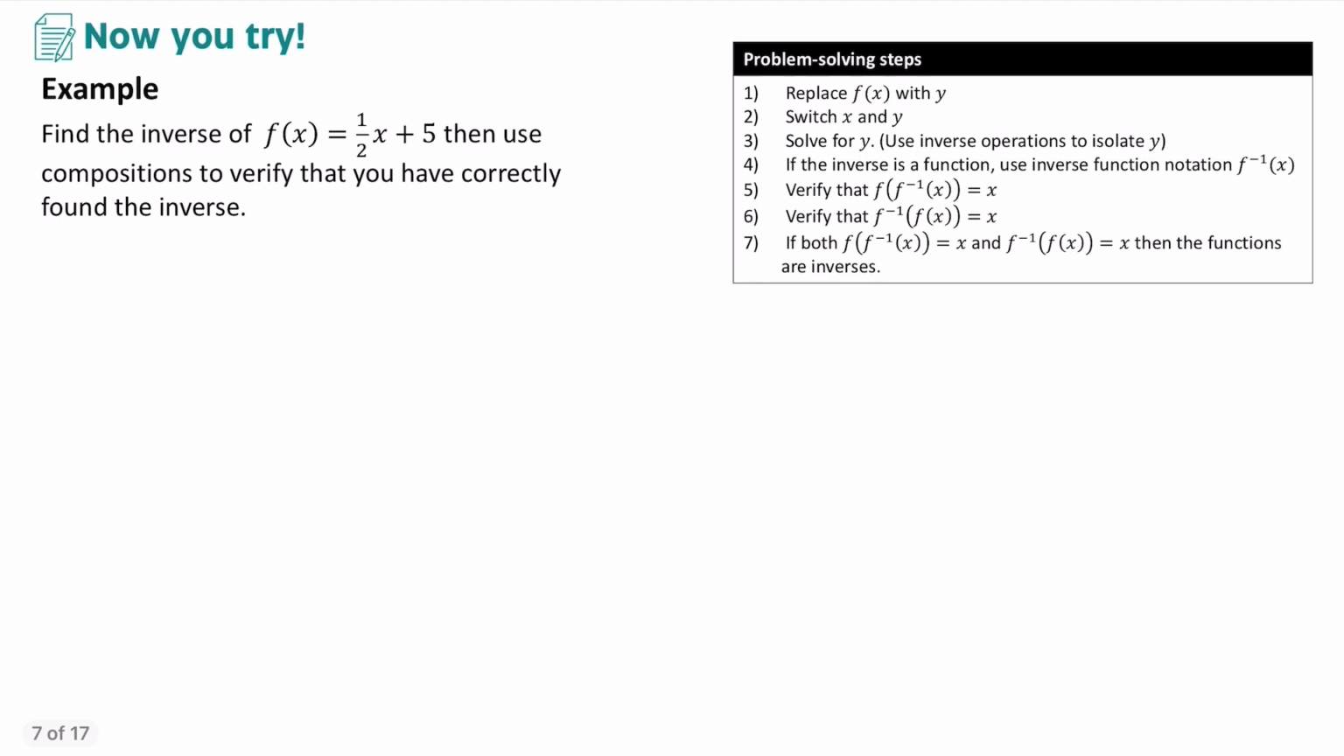So now you can go ahead and pause the video and try finding the inverse of f of x equals 1/2 x plus 5, and then using compositions to verify that you found the inverse correctly.